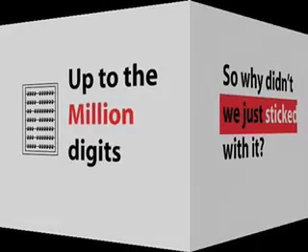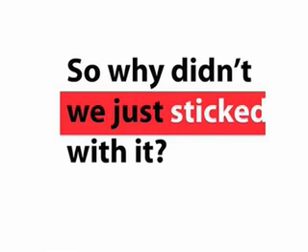So, if the abacus is so great, why didn't we stick to it? What's its problem? What's its limitation? The abacus has a really serious limitation, and it has nothing to do with buying and selling cattle. It has to do with the concept of infinity.